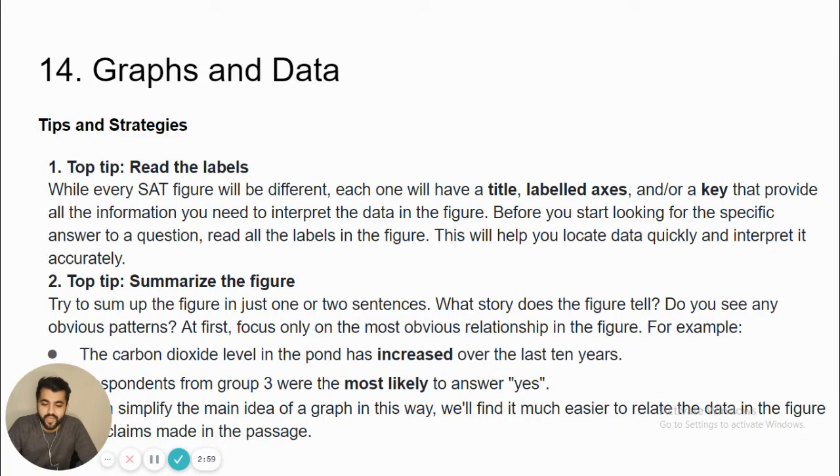Number two, summarize the figure. Try to sum up the figure in one or two sentences. What story does the figure tell? Do you see any obvious patterns? At first, focus only on the most obvious relationship in the figure.